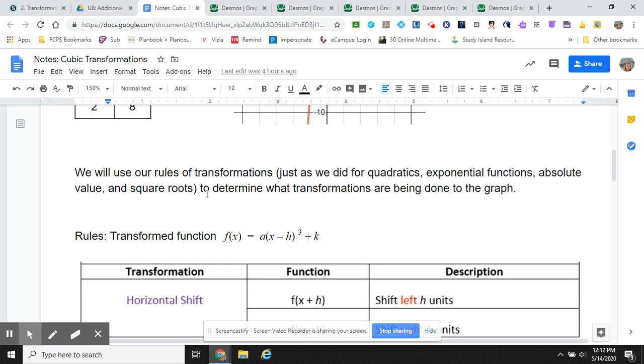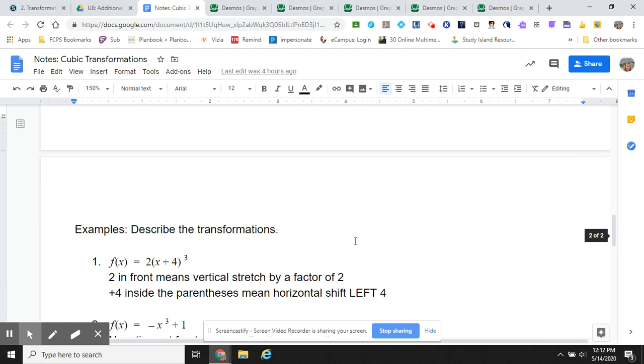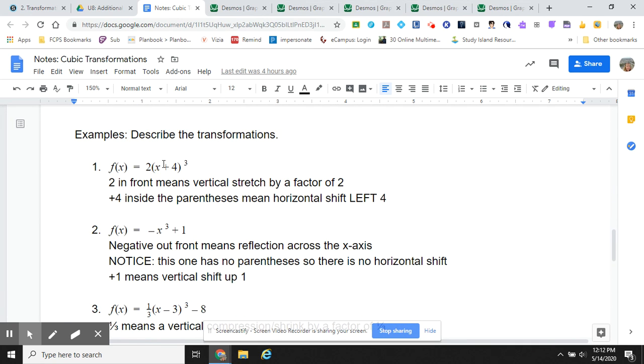So the rules are still the same. Down here you'll see that I have the transformed function rule, which the a out front is your stretch or shrink. If it's negative, it's a reflection. The h is your left or right, and the k is your up or down. Nothing changes. So once again, it's all in parentheses.